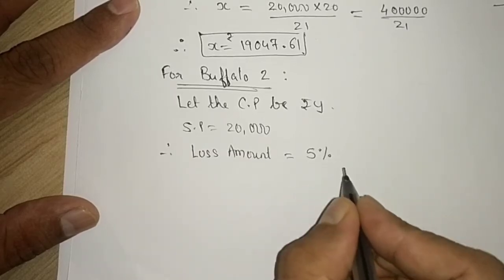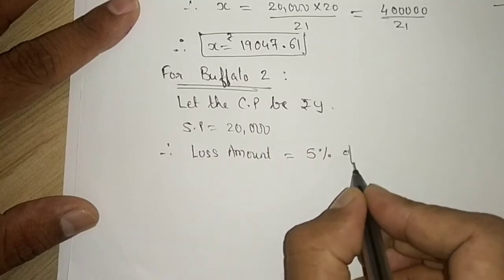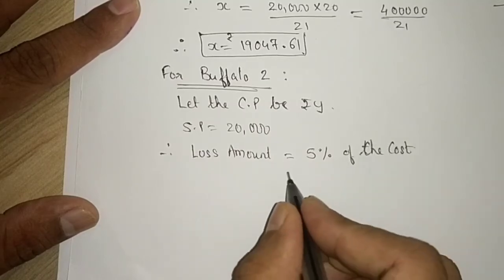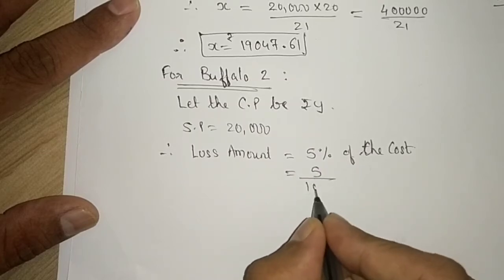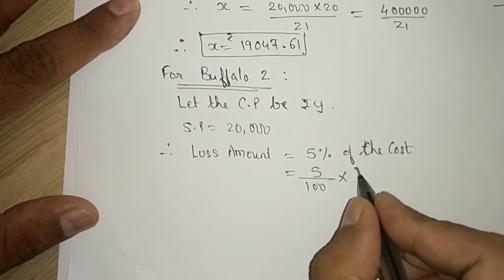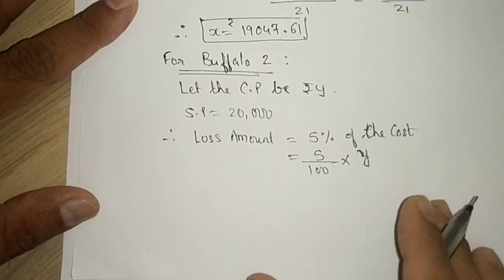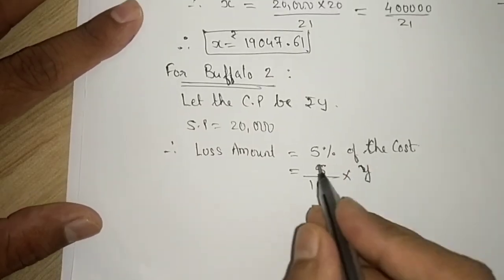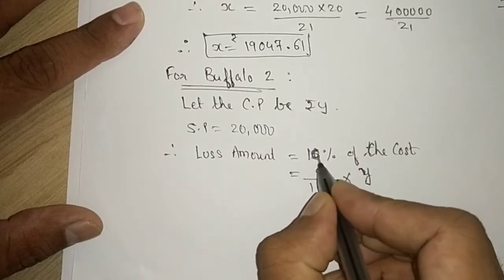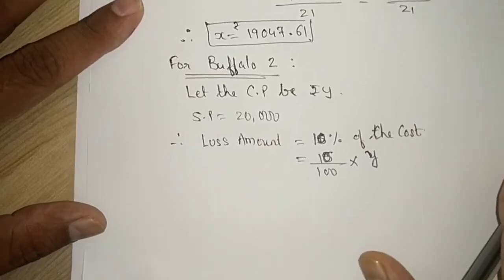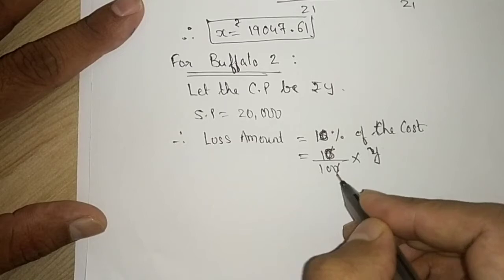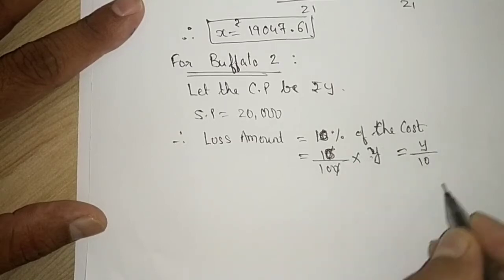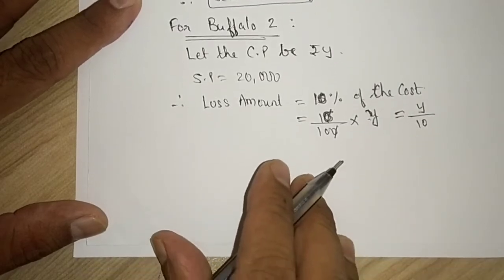How much loss is there? 5%. 5% on what? 5% of the cost. So 5 divided by 100 into cost. Cost is Y. Sorry, it is 10%. I made a mistake. It is 10%. So the zeros will cancel out, and we will get Y divided by 10. This is the loss amount.